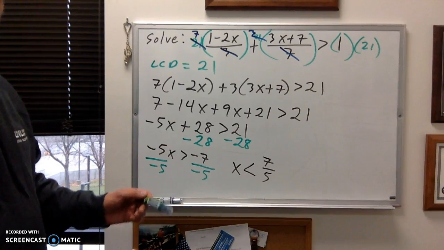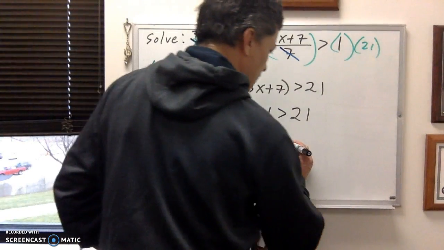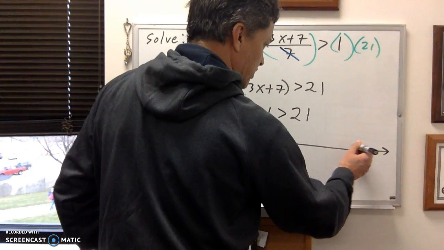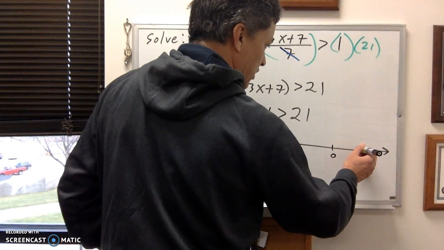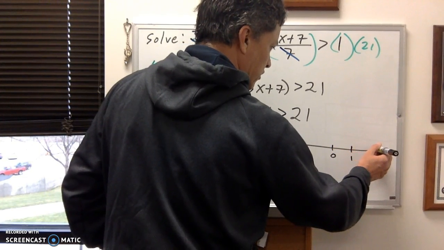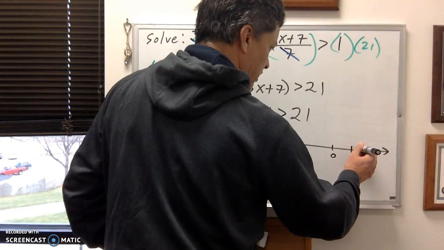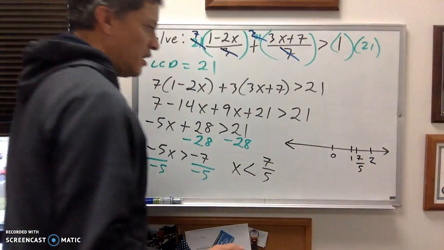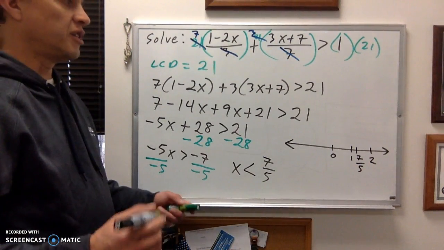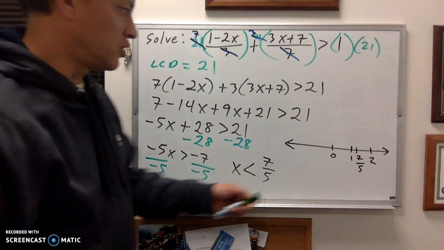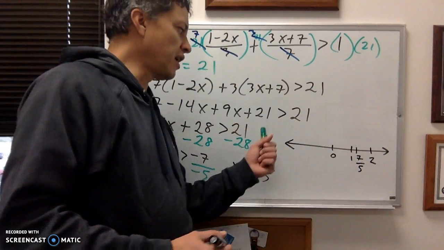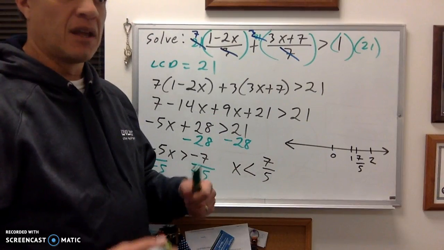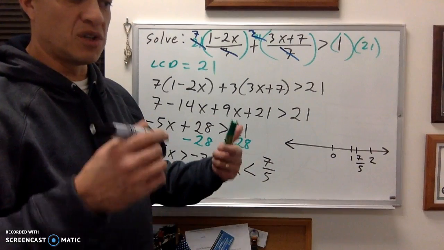So let's look at this in a little more detail on a number line. Here we're looking at zero over here somewhere. Over here I've got 1. Over here I've got 2. Right around here I've got 7/5. Now, in an elementary algebra class, if you were to graph that, you would do an open circle and then have an arrow going to the left, correct? In intermediate algebra, instead of an open circle, we would use a parentheses.